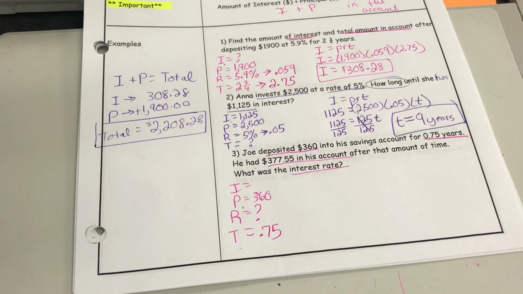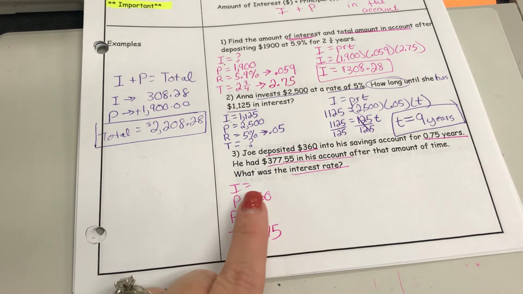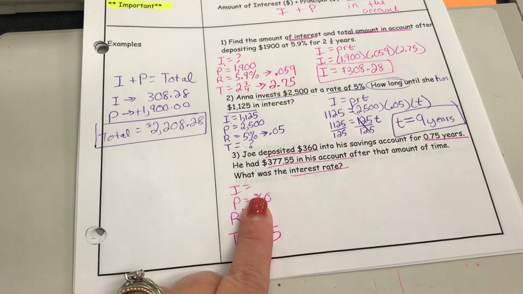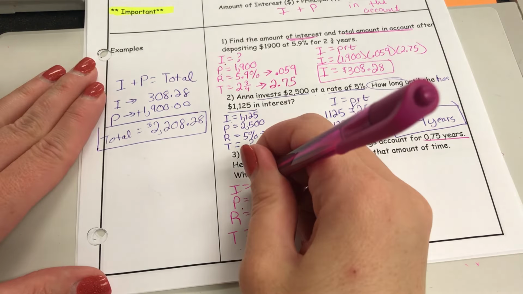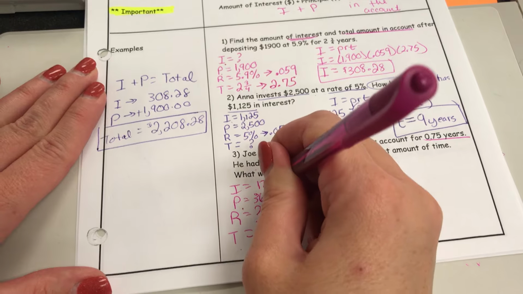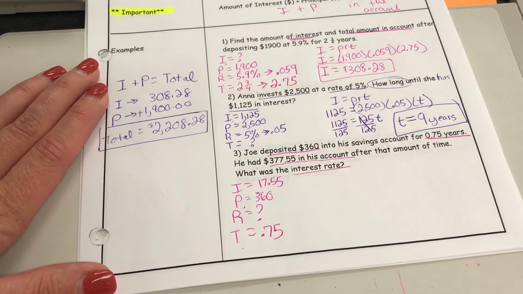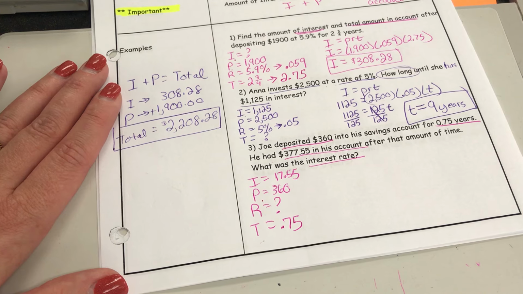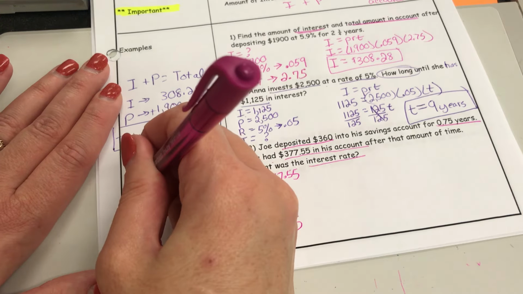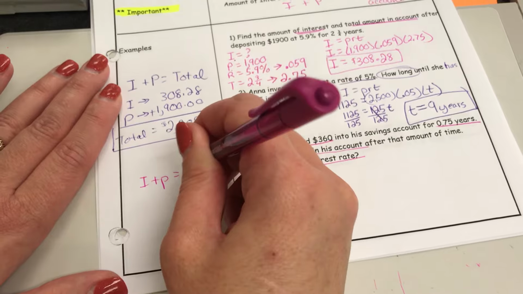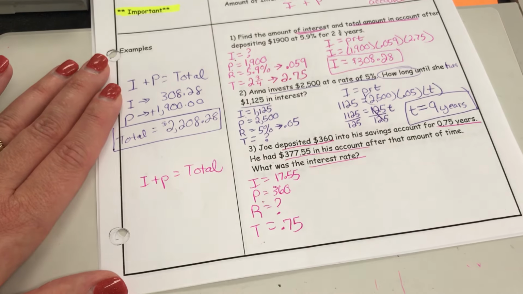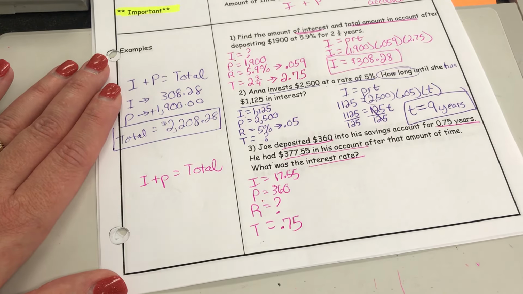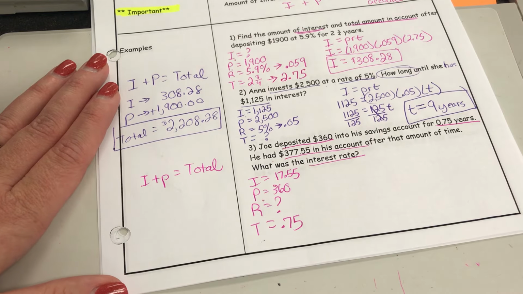360. So hold on, I heard the answer, and then I heard how to solve for it. You said the interest was what? $17.55. Okay, you said the interest was $17.55. How did you get $17.55? You subtract 360 from 377.55. Okay. You used I plus P equals total. Either way you did it is correct. I'm just going to write it out, okay?